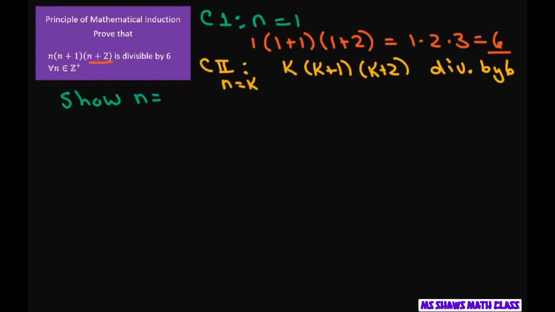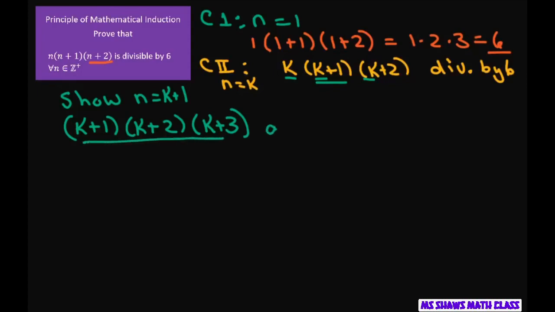that n equals k plus 1. So everywhere there's a k here, you're going to put k plus 1. So this will be k plus 1. This one here is going to be k plus 2 because you're just adding 1. And this one would be k plus 3. And we're going to show that this here is divisible by 6. And that's this. These two are part of condition 2.